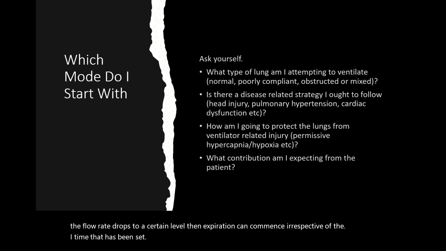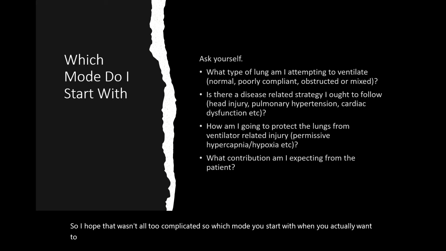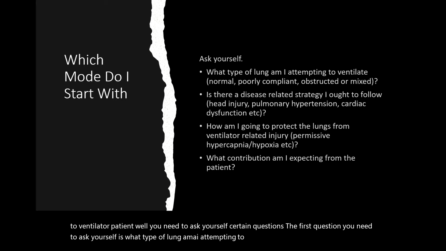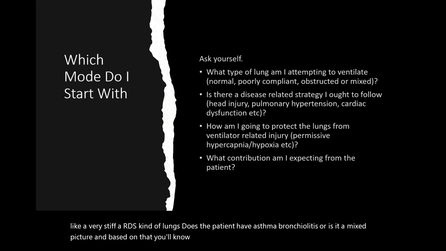So I hope that wasn't all too complicated. So which mode do you start with when you actually want to ventilate a patient? Well, you need to ask yourself certain questions. The first question you need to ask yourself is, what type of lung am I attempting to ventilate? So is it a normal lung? Is it a very stiff ARDS kind of lung? Does the patient have asthma, bronchiolitis, or is it a mixed picture? And based on that, you'll know the sort of settings you would need to commence.